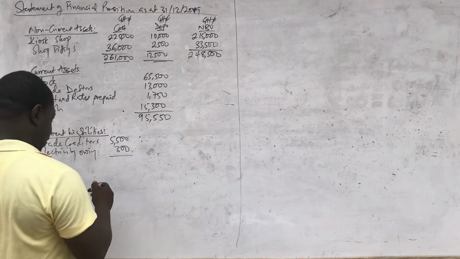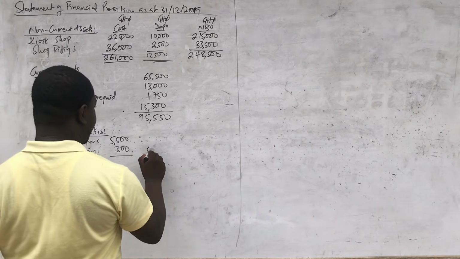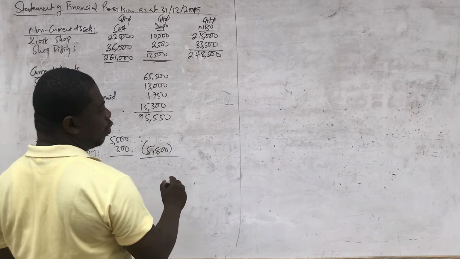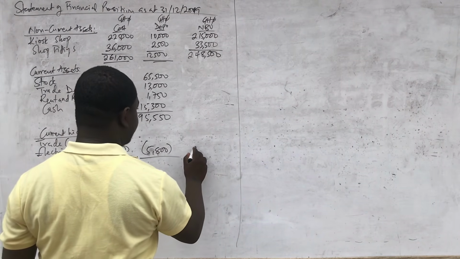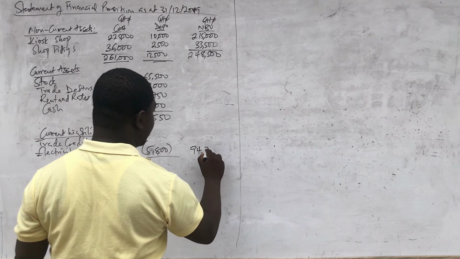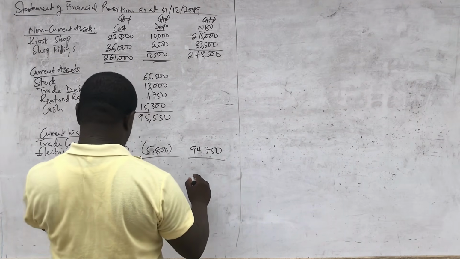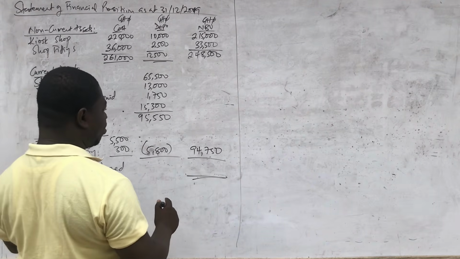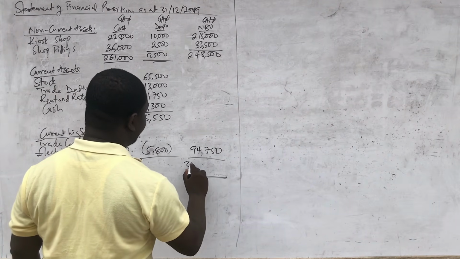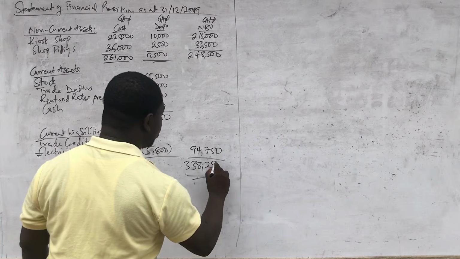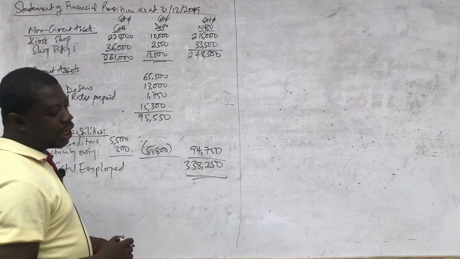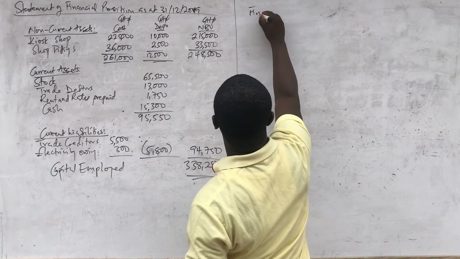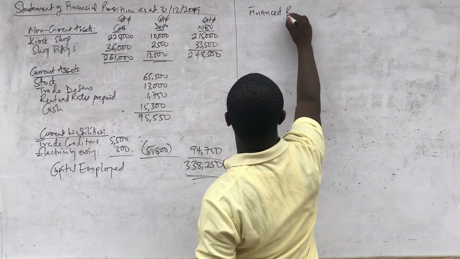So when we add these two, we are going to have 5,800 in brackets. So when we subtract that, we are going to have 94,750 as the working capital. And then when we add that, we are going to have a capital employed of 338,250. This is going to be the capital employed. And then we can finish it up quickly by saying financed by.